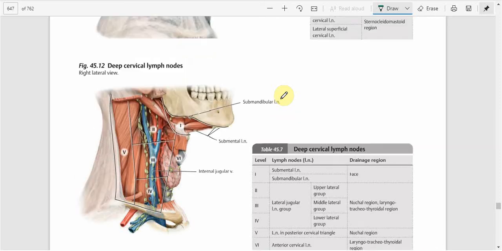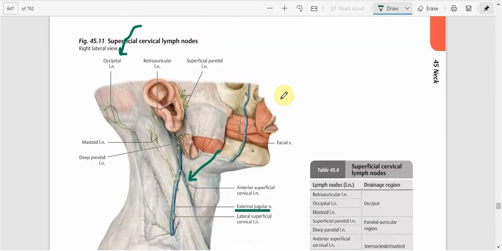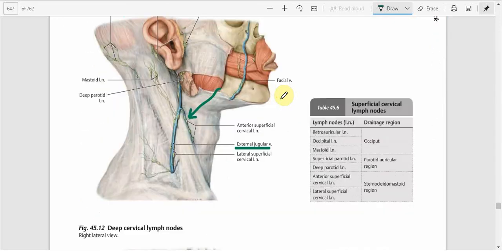Deepest are the pre-laryngeal and the pre-tracheal nodes, and the para-tracheal nodes and the retropharyngeal. You will not be able to see these over here because they're deeper than even the ones we're considering.